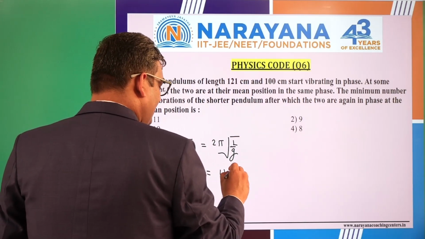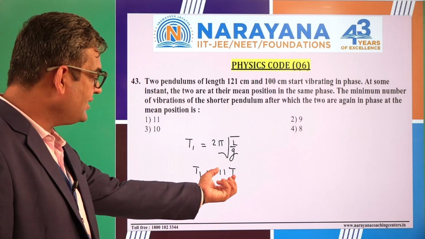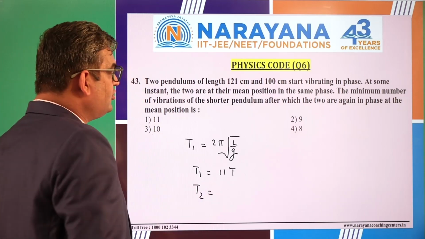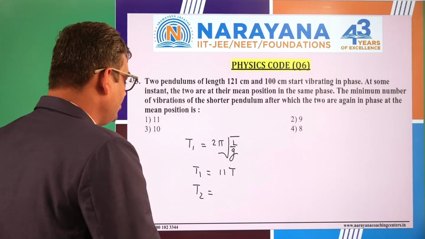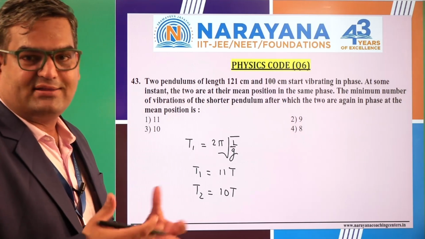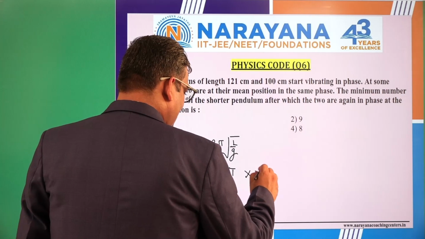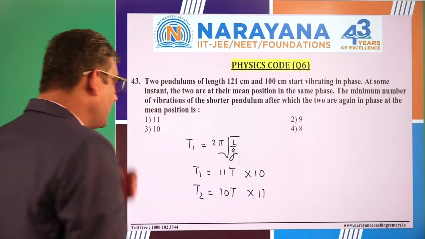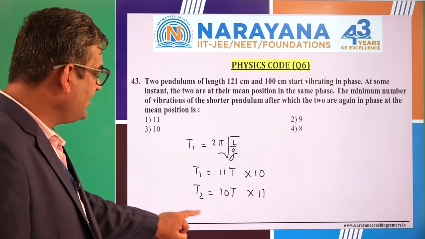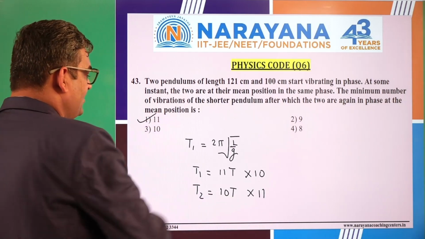So I will write 11. Suppose all other factors can be written as capital T. So this T2 now becomes, it should depend upon the under root of 100, so this should be 10T. Now if I want the same time so that they can be in the same phase, I can easily multiply this with 10 and this with 11, which means the longer pendulum should have 10 oscillations and the shorter pendulum should have 11 oscillations. Hence the answer should be the first option.